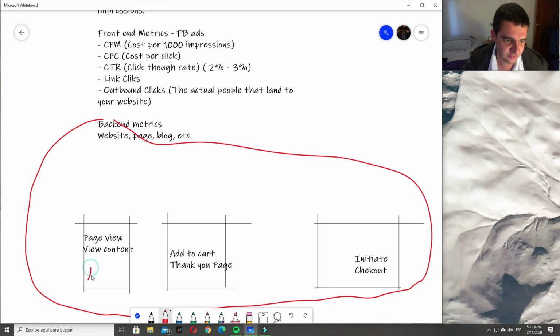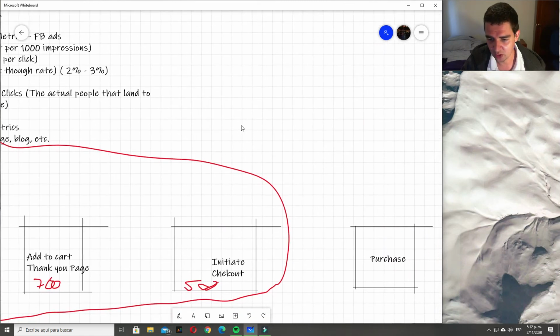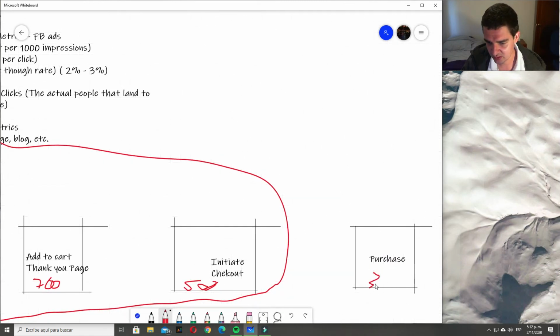Let's say you receive 1,000 page views. So from your ads, you received 1,000 people that got into your website. Now, how many of them went to the thank you page? So they sent you the email, or they added to the cart whatever product you wanted. Let's say there were 700, and from those 700, let's say 500 actually initiated checkout. And from those, let's say 300 actually made a purchase.